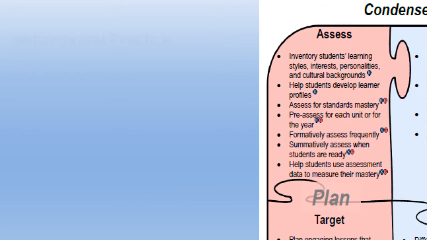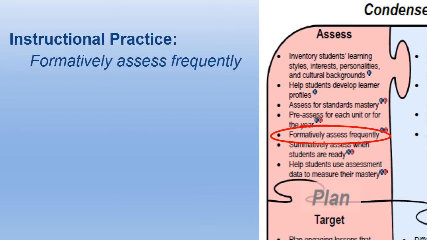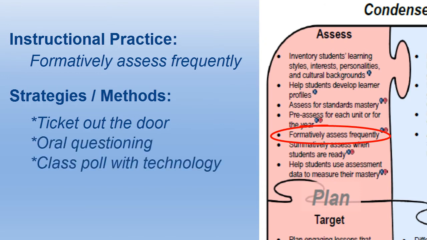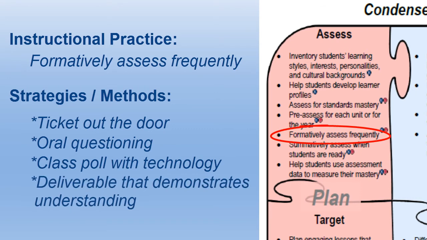One of the instructional practices in the assess process is formatively assess frequently. There are many ways to formatively assess. These might include a ticket out the door, oral questions to check for understanding, using technology to poll the class, or a deliverable that demonstrates at a glance that a student understood the lesson. So, while 2 teachers may both formatively assess students on a frequent basis, they will likely use very different strategies or methods to do so.